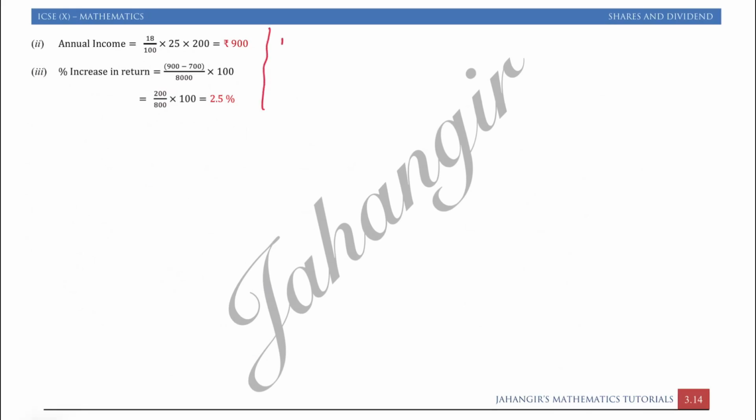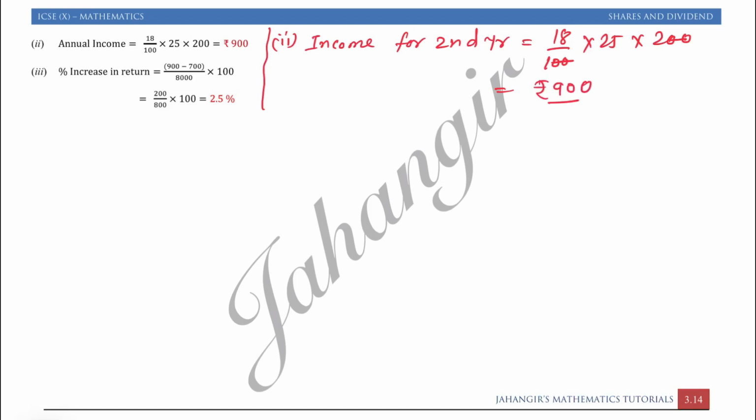So in the second part, the income for the second year is equal to the rate of dividend 18% upon 100, and its face value is 25, and he bought 200 shares. So 25 into 2 is 50, 50 into 9 is 900. So the second year's income is 900 rupees.